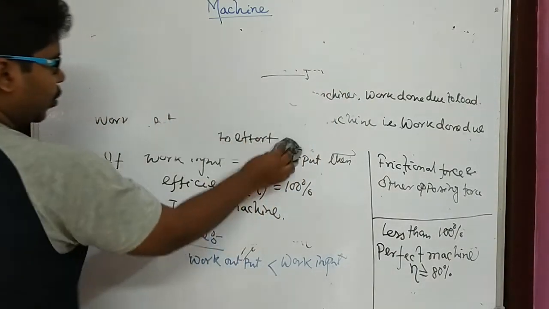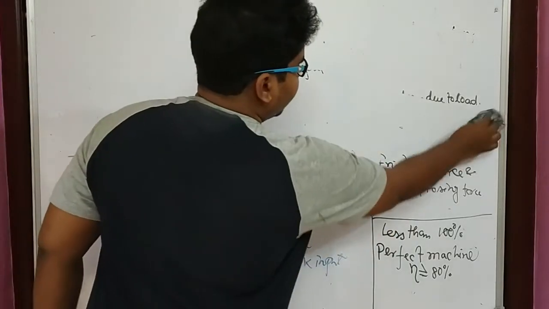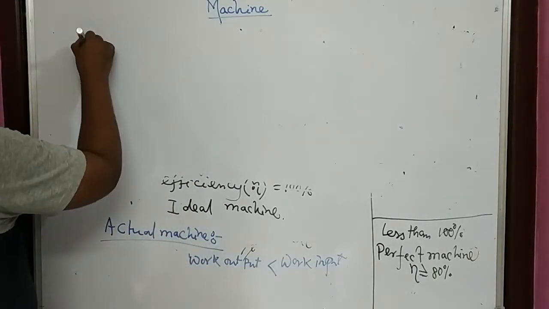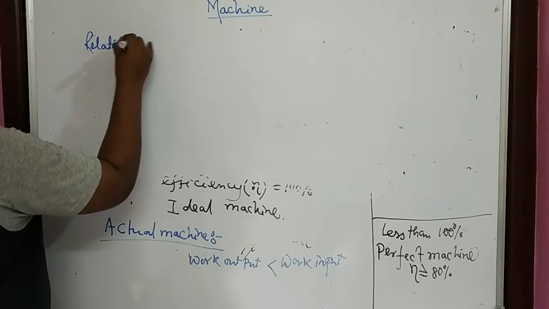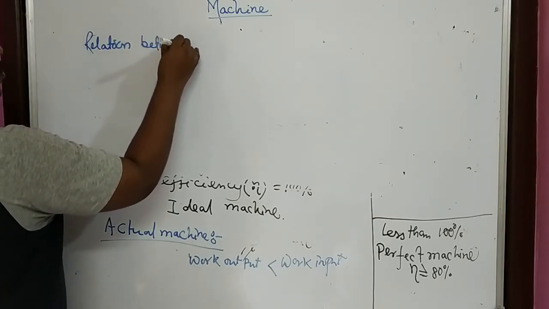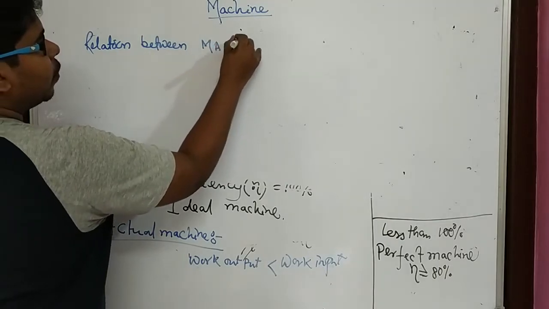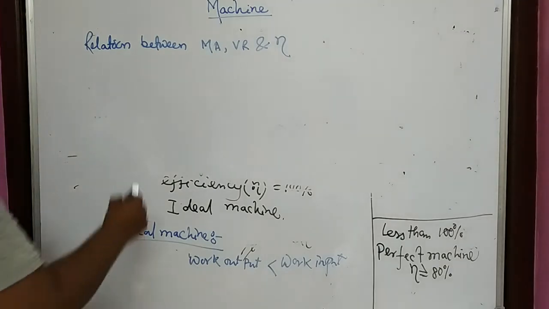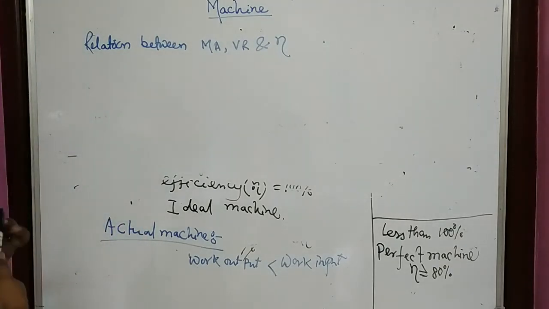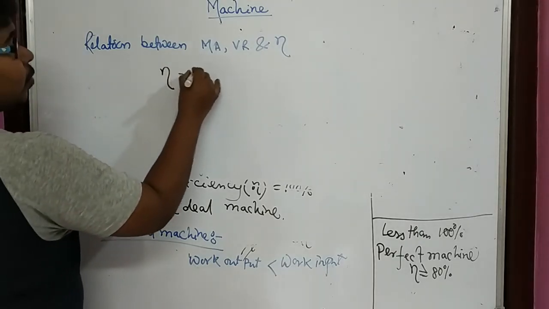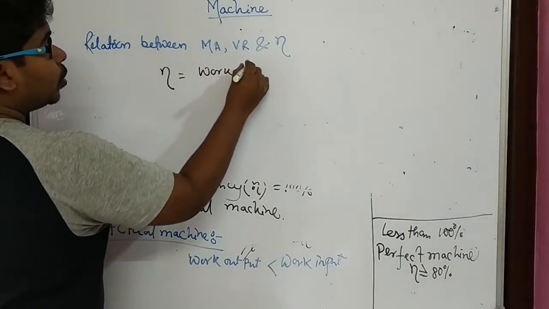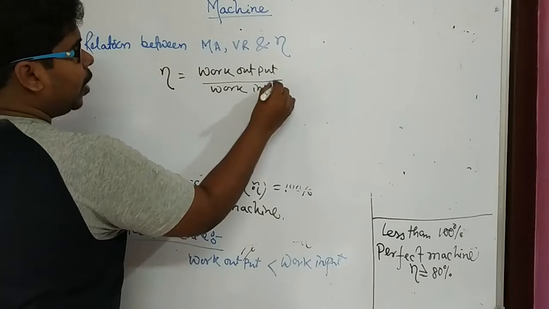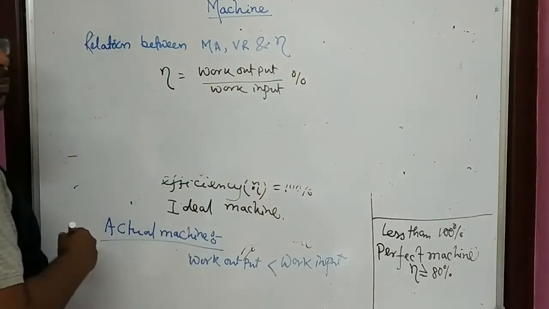Okay, now we will go to the next part, that is the relation between efficiency, mechanical advantage and velocity ratio. What is efficiency? If I start from efficiency, efficiency is equal to work output by work input, and we have to get it in the form of percentage.